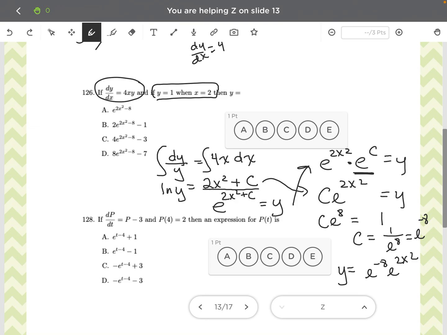I don't see an equation in that form, but notice answer choice A, they went ahead and used the properties of exponents to rewrite it with one base. So your answer is A.